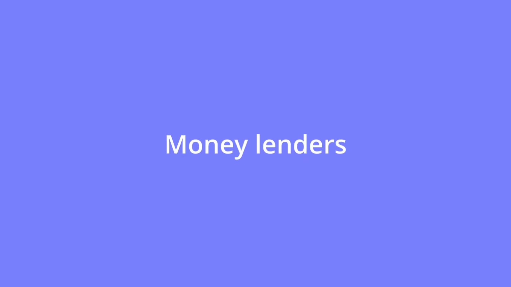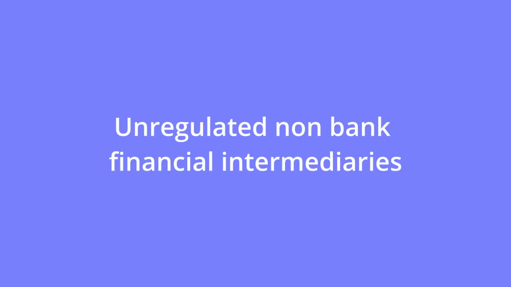The second is money lenders. Money lenders are wealthy people in a rural area who provide money to people who are in need. They are again not regularized or authorized by the Reserve Bank of India. The third one is unregulated non-banking financial intermediaries like Nidhi companies. They are the chit fund companies which work in the financial market but do not have any recognition.